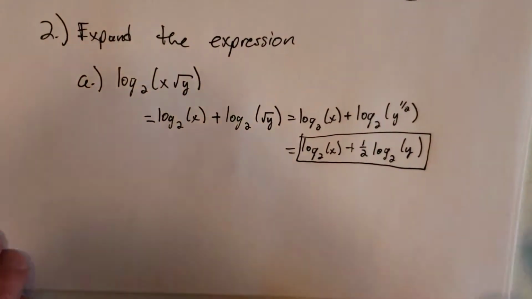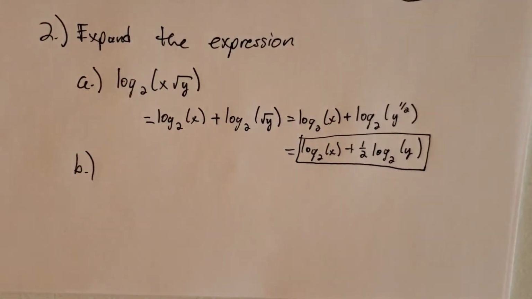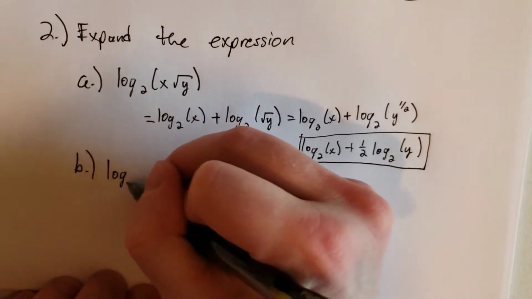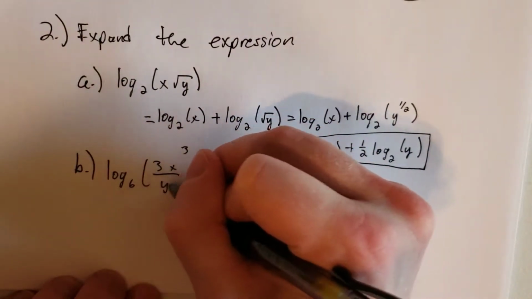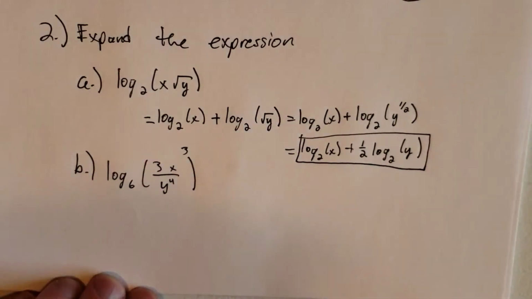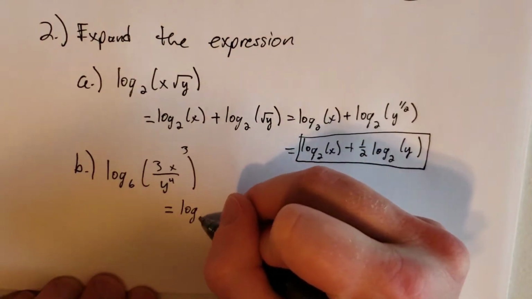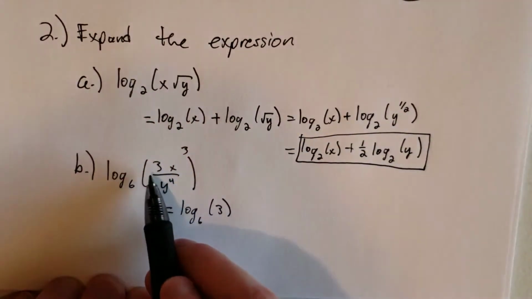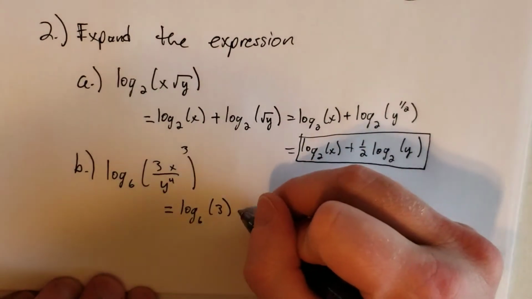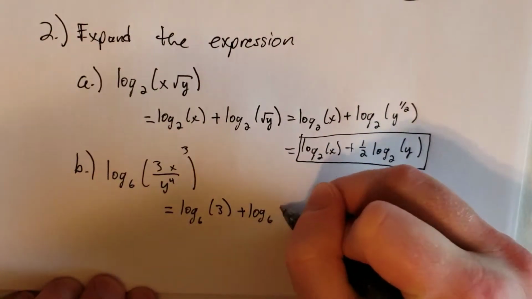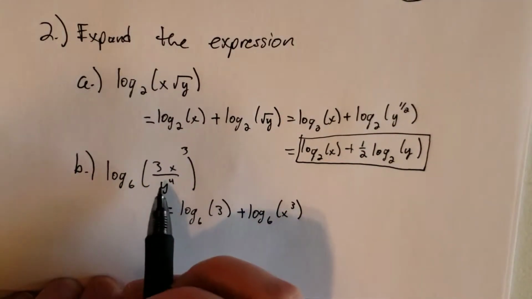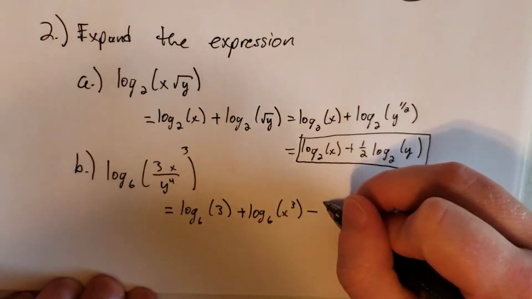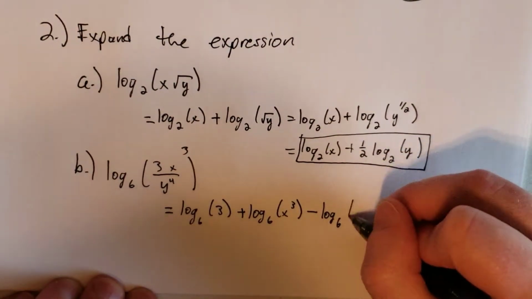A few more of this type. So the next one is going to be log base 6 of 3x cubed over y to the 4th. If we continue on like we did last time, we have log base 6 of 3. But then this 3 is multiplied by x cubed, so we have a plus log base 6 of x cubed. And then we're divided by y to the 4th on the inside here. So again, that is a minus log base 6 of y to the 4th.